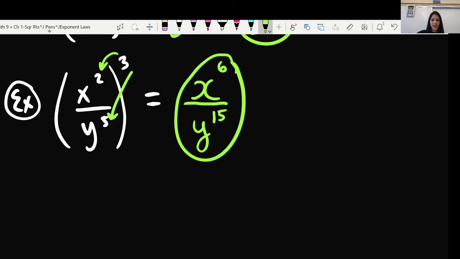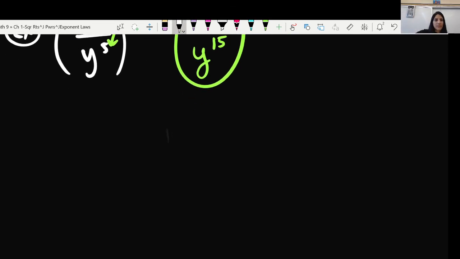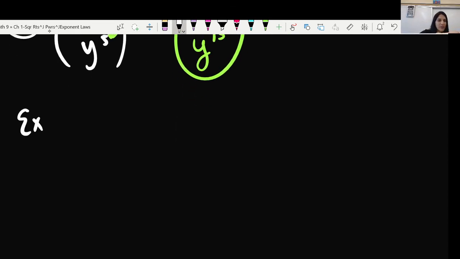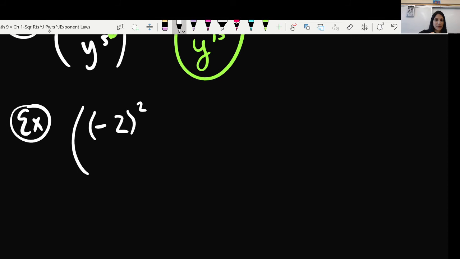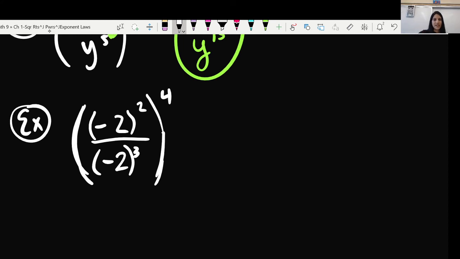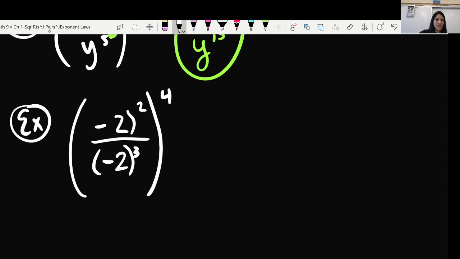Okay, so then if we have something with a little bit more going on, let's say, for example, we have negative 2 to the power of 2 over negative 2 to the power of 3, and then the whole thing is to the power of 4. Oh, it's kind of ugly and messy looking. Let me try to fix that and make it look better.